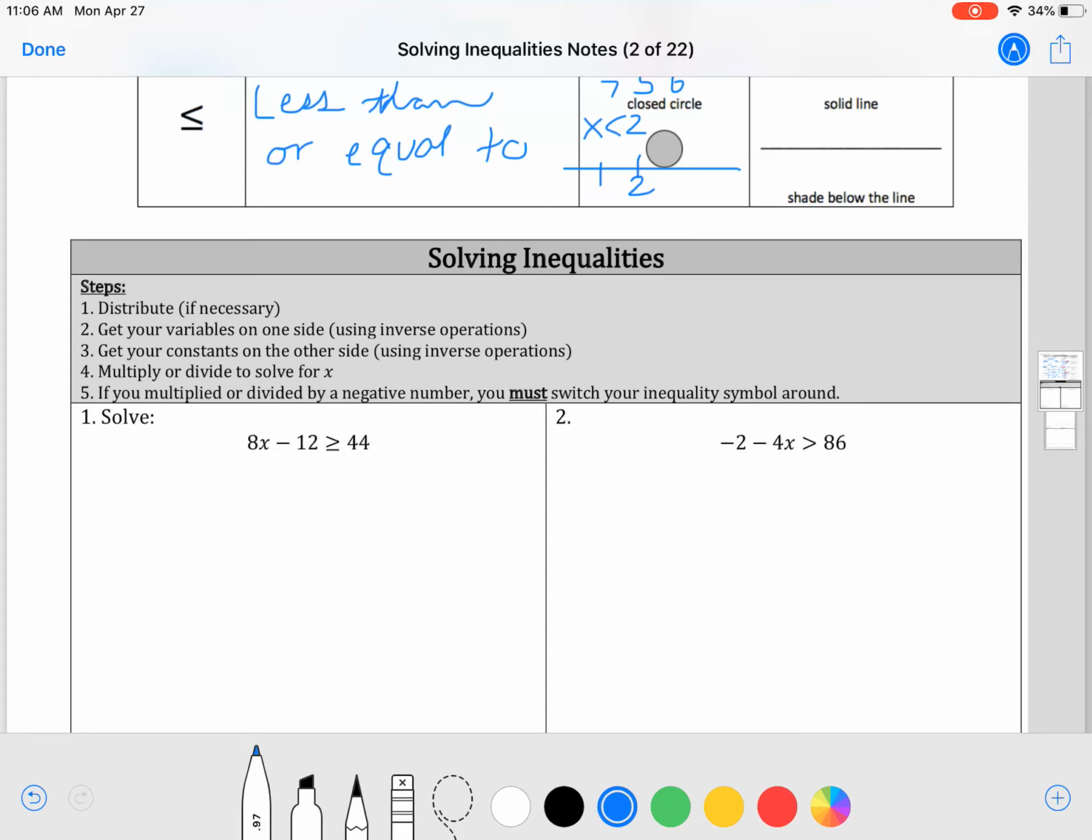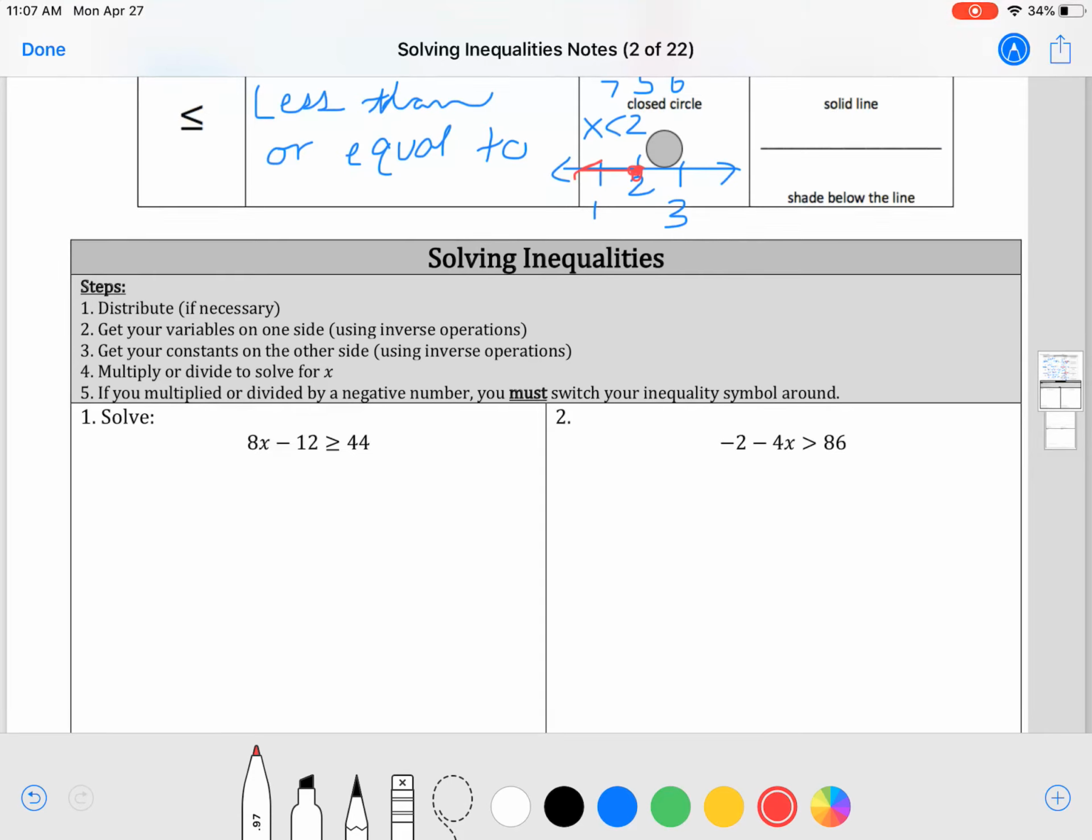There's your 2. There's your 1. There's your 3. And we're talking about less than, so I would draw a closed circle on 2 and everything less than. So, you've graphed those things before. You've done it before. I hope that was a good little review.